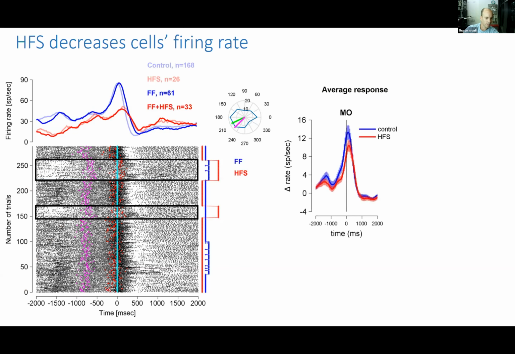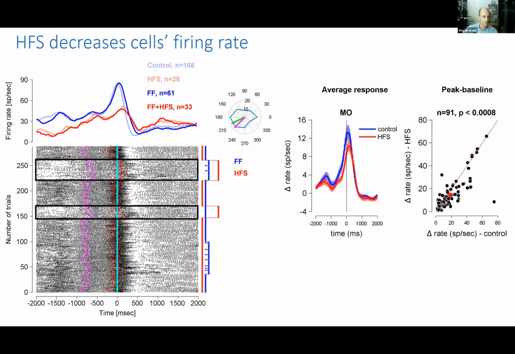Likewise, we found that the mean PSTH during adaptation with HFS decreases compared to control trials. To statistically establish this observation, for each cell, we subtracted the baseline activity from the mean PSTH peak activity around movement onset to get the response transient activity. We paired this activity transient between corresponding control and HFS trial sequences and found a significant reduction in cell activity with HFS.